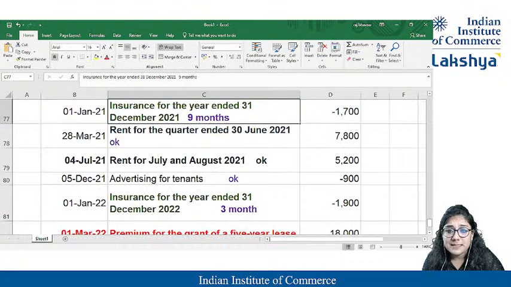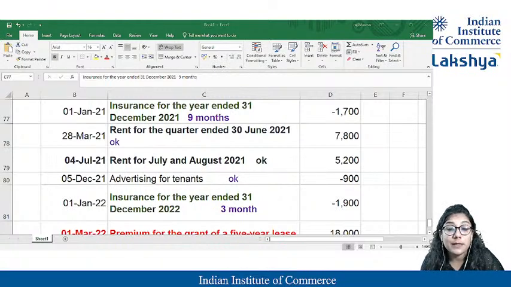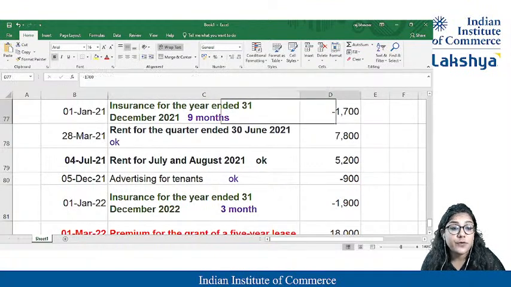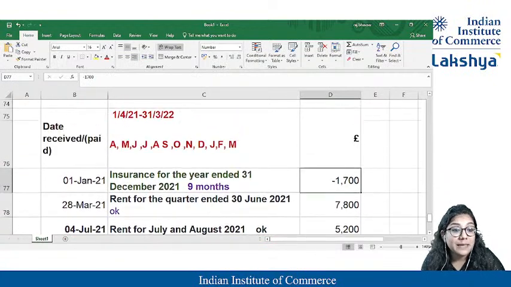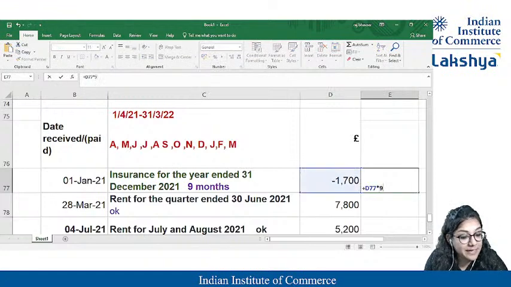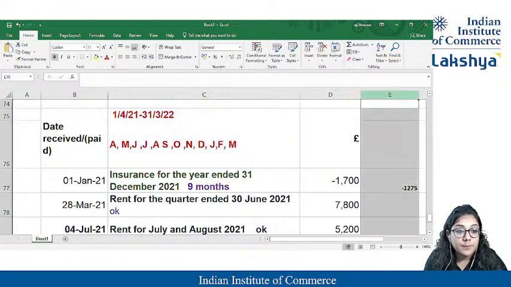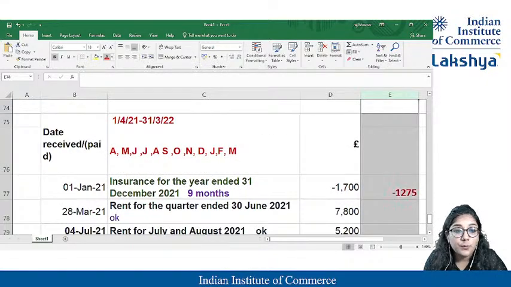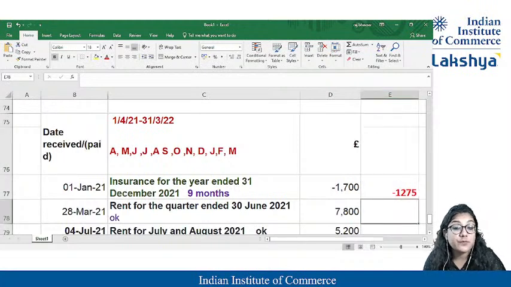For the first part, they have asked us what needs to be calculated. We are supposed to calculate the property business income. What will be the amount of insurance? My expenditure for insurance is for the whole year, but I can make it for the year I am supposed to calculate. It's only 9 months, multiplied by 9 by 12. So here I will get 1275. 1275 will be my expenditure for the course. I hope that is clearly visible.